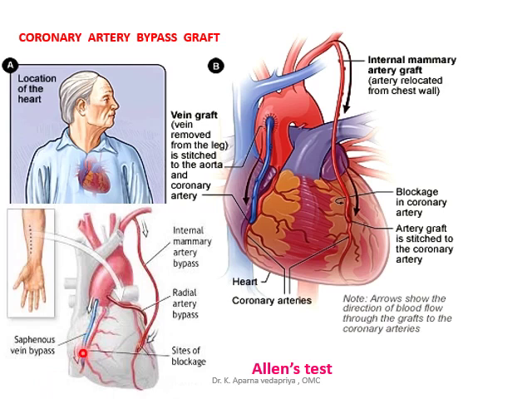Then that saphenous vein is attached to the ascending aorta and to the right coronary artery beyond the blockage, so that the blood flow beyond the obstruction is restored via the flow from the ascending aorta, then via the saphenous vein graft and to the distal part of the obstruction of that particular coronary vessel.